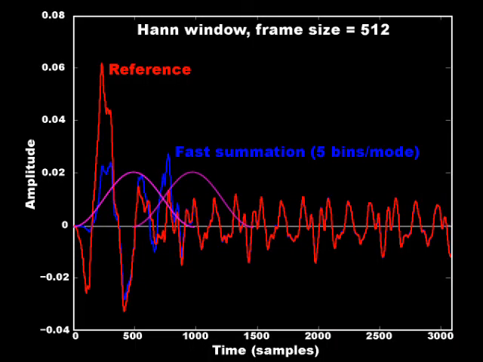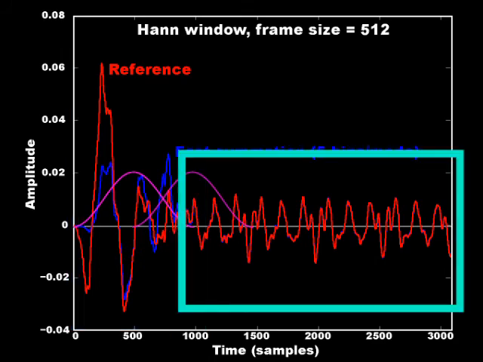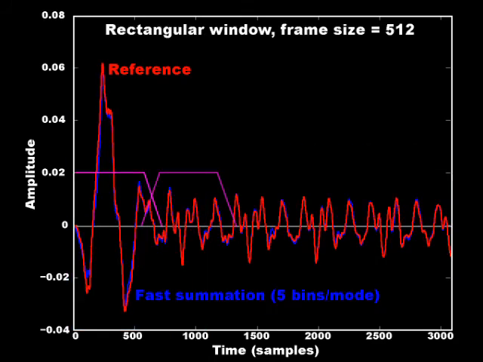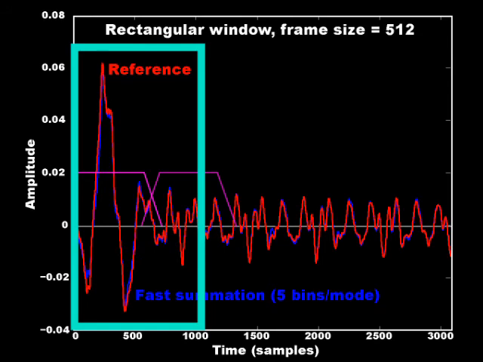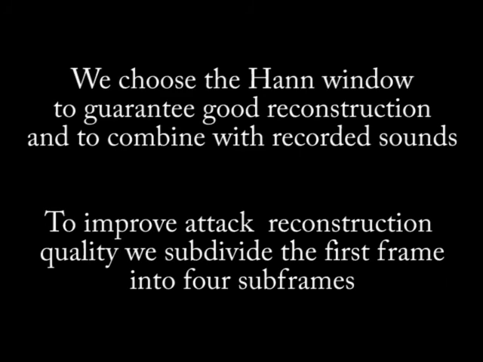Reconstructing with the Hann window, we see some error at the sound onset or attack, but excellent reconstruction elsewhere. A rectangular window reconstructs the onset better, but results in audible aliasing in remaining frames. We choose the Hann window to guarantee good reconstruction and to combine with recorded sounds. However, the attacks have degraded quality.